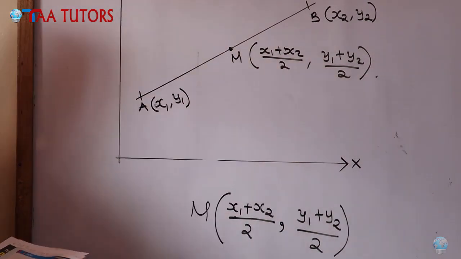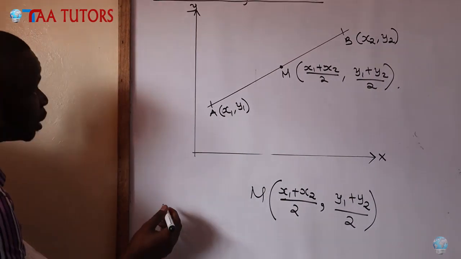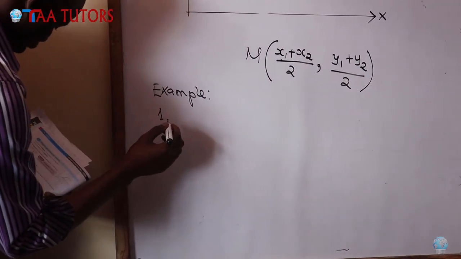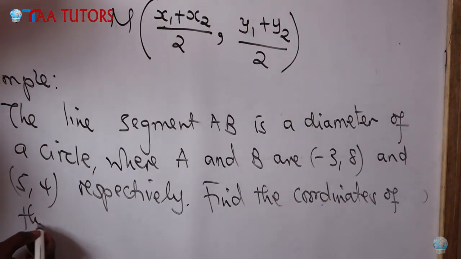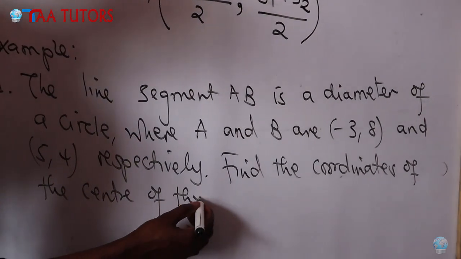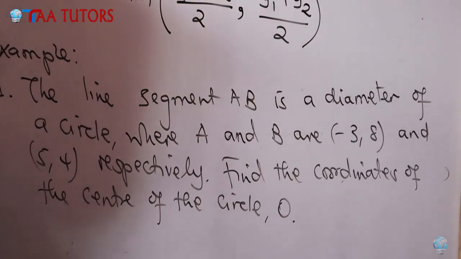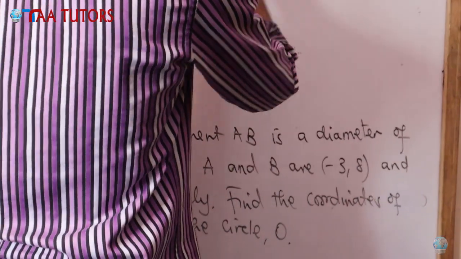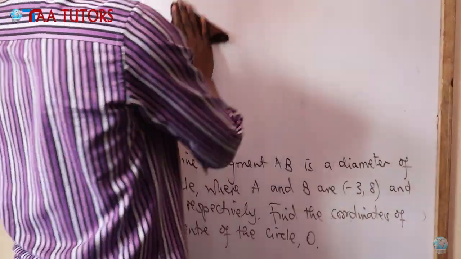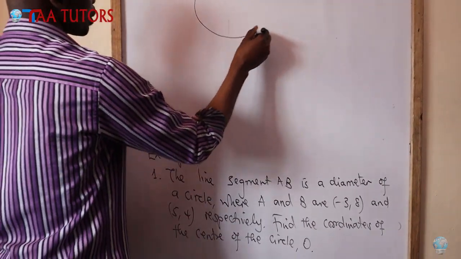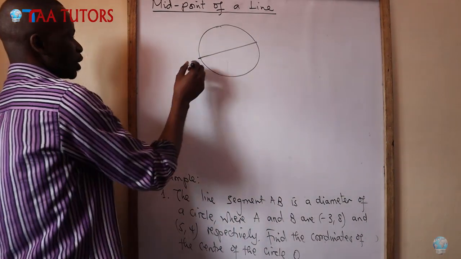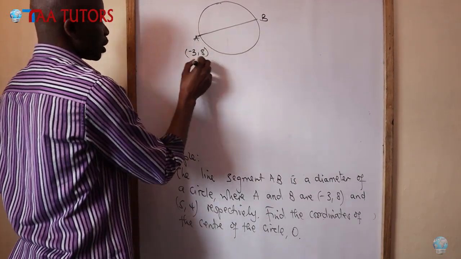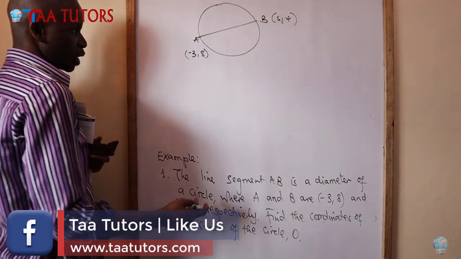Now, if you have a question, let's say the question example. Example 1: the line segment AB, of the center of the circle O. What we are told here is that we have a circle, and this is an application kind of question, which is not just telling you to get the midpoint directly, but telling you that the line segment A and B is the diameter of a circle. A has coordinate -3, 8, and B has coordinate 5, 4. Now we are asked to get the center of this circle, which is O.